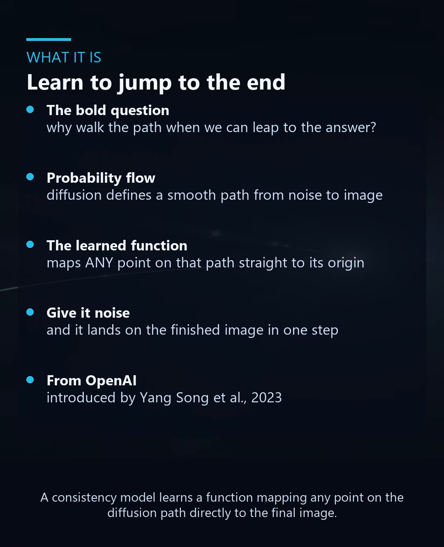A consistency model asks a bolder question. Instead of walking the path one step at a time, why not learn to jump straight to the end? Under the hood, diffusion defines a smooth path, called the probability flow trajectory, that connects noise to a clean image. A consistency model learns a function that maps any point on that path directly to its origin, the final image. Give it noise, and it lands on the answer in one leap.